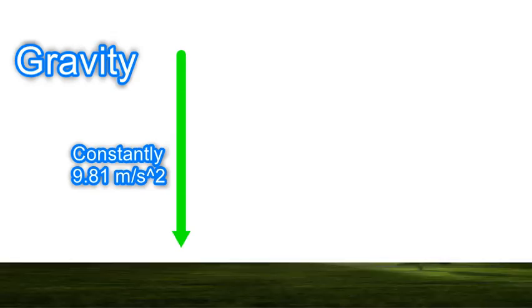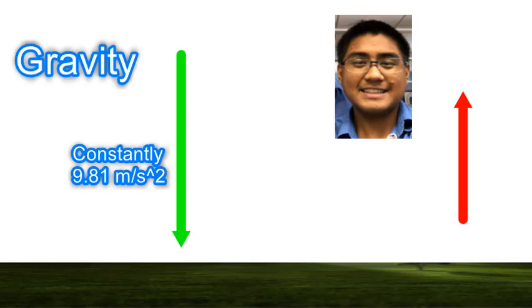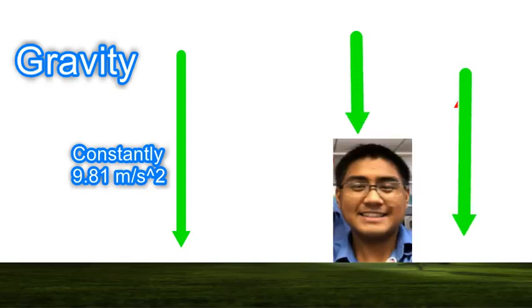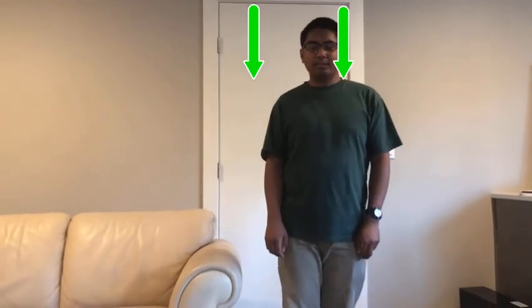One of the best examples of this is gravity. Gravity is a constant acceleration of 9.81 meters per second squared towards the surface. If I were to jump into the air, I would hit the ground after accelerating for 9.81 meters per second squared. And it would still be accelerating for 9.81 meters per second squared because gravity continues to push down on my body. So if gravity is pushing down on my body, why am I in the same position?